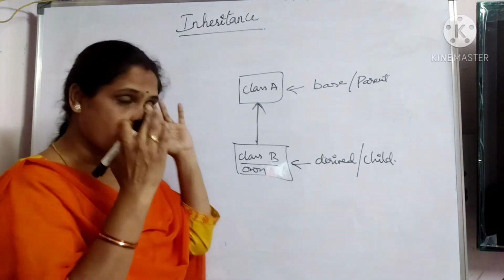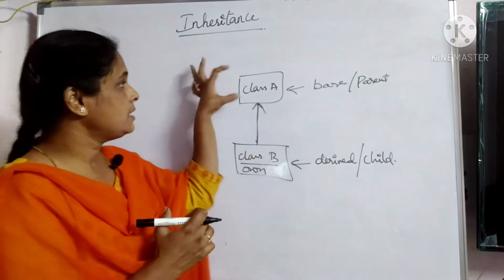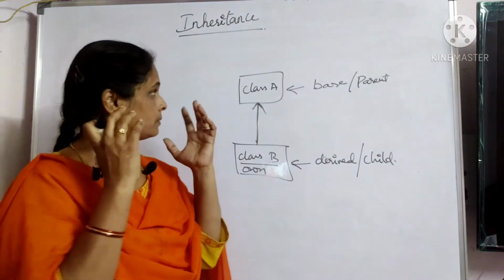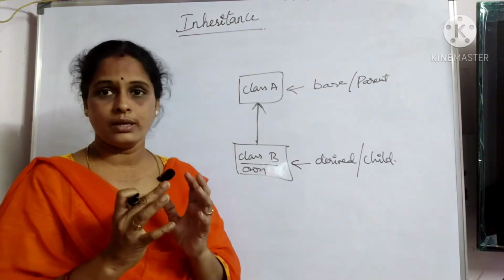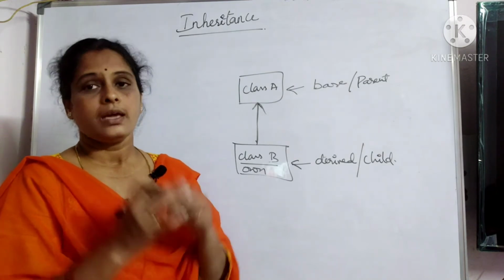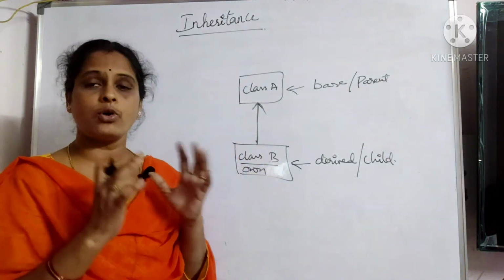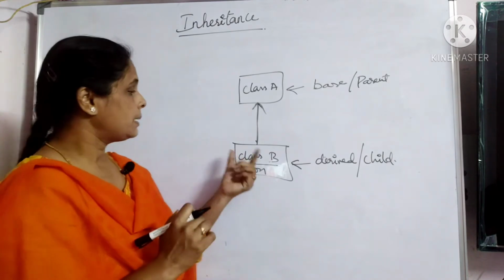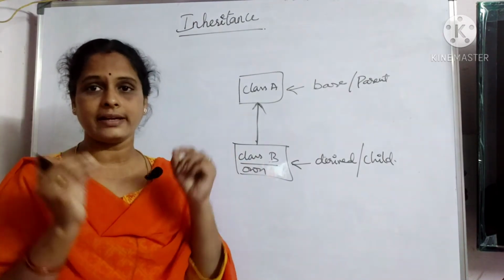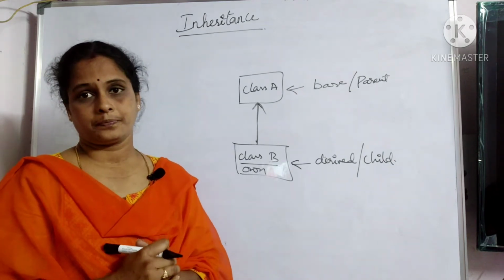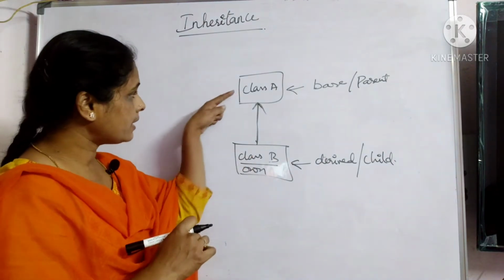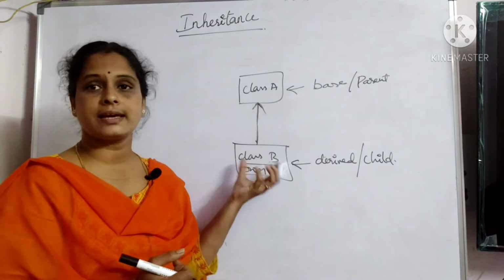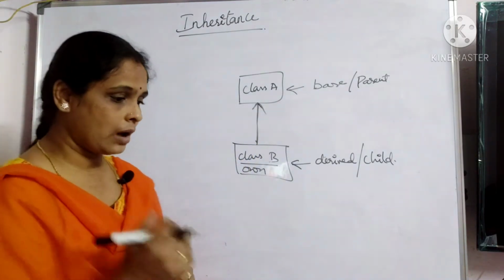So if we talk in terms of programming language, there is code written inside class A. Suppose B also wants the same code. In that case, B need not rewrite the code again. Simply, it can inherit from A. It can reuse the code that is there in class A. Now, how is that done?